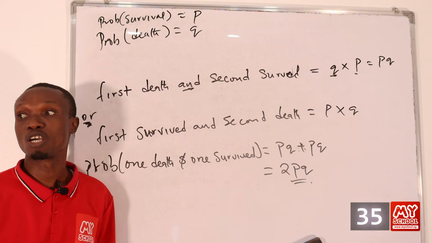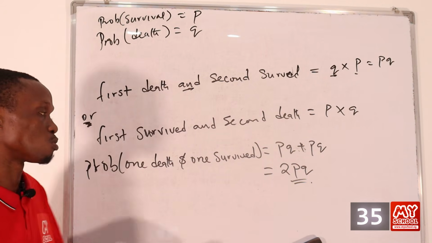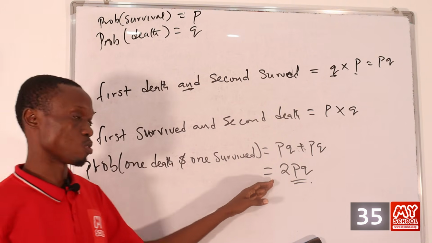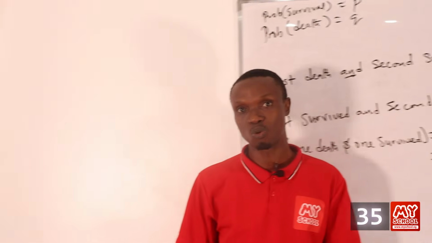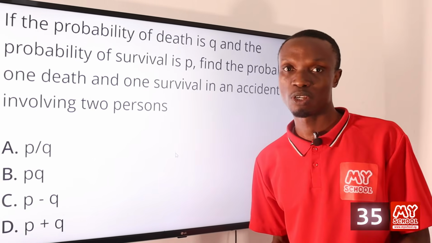But then, if you check the options carefully, you discover that there's no 2PQ. So in this case, we are going to choose the option that is closest to our answer, and that is PQ. So let's return back to the screen to pick that option, and that is option B, PQ.